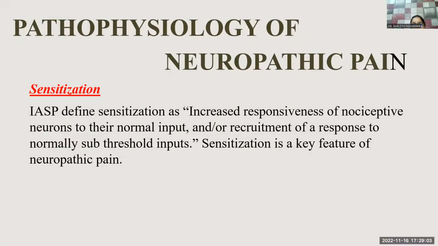Now, what is the pathophysiology behind this pain, what happens in case the pain becomes chronic even after 3 to 6 months? I ask you one question: if one prick is given to all of you, will you feel the same amount of pain? Why it differs and how it differs depends upon the pathophysiology of pain. So what is sensitization?